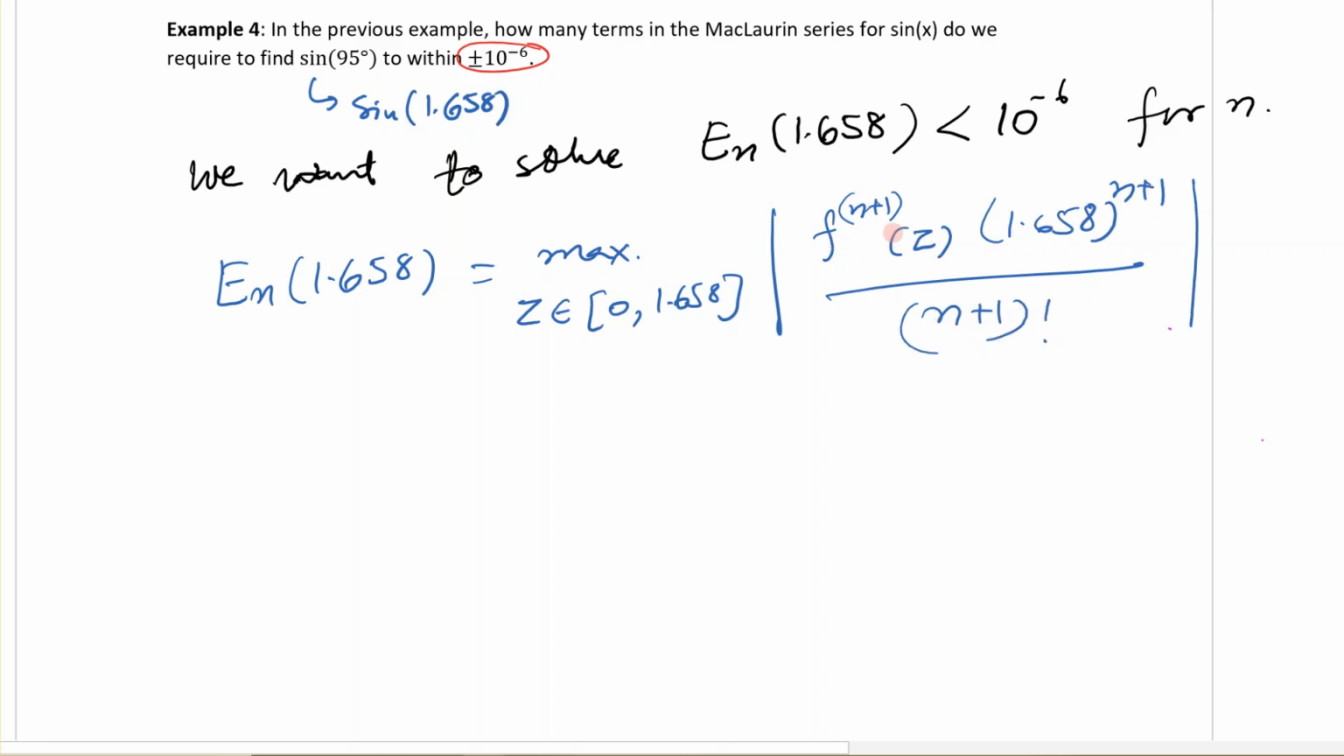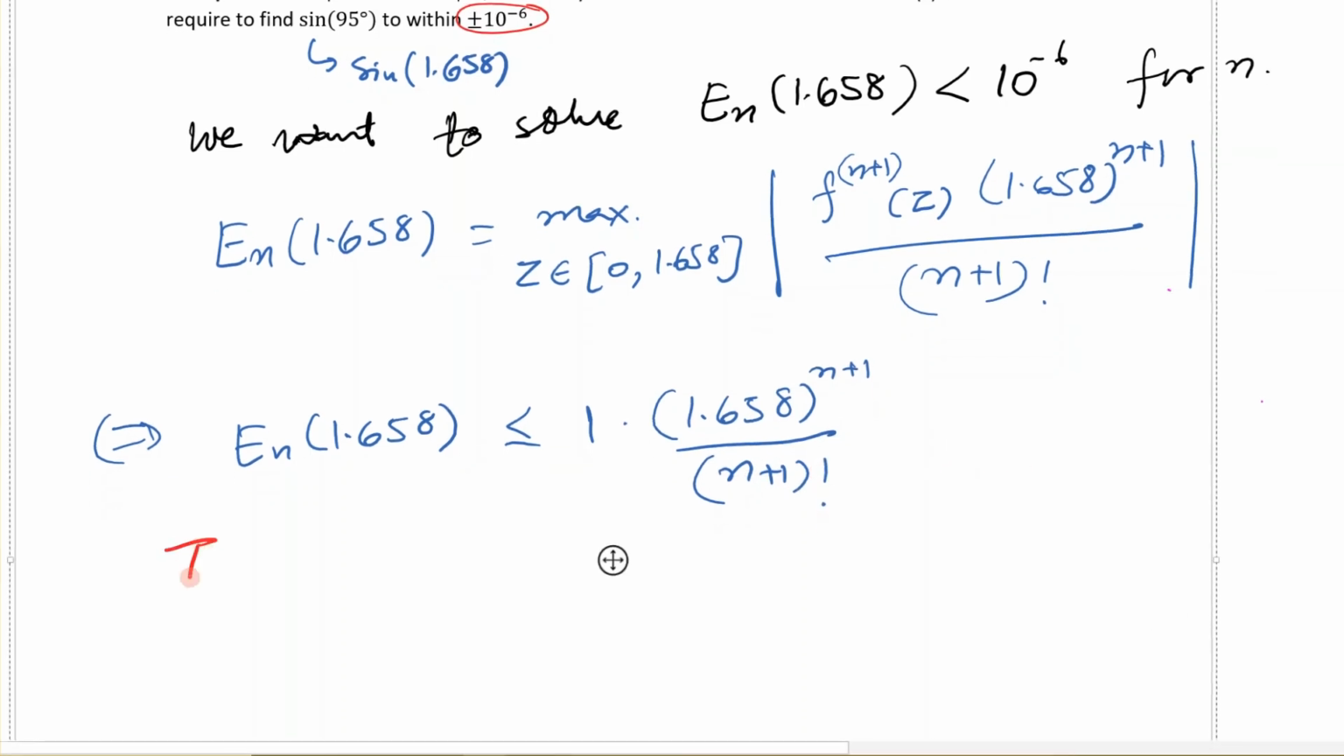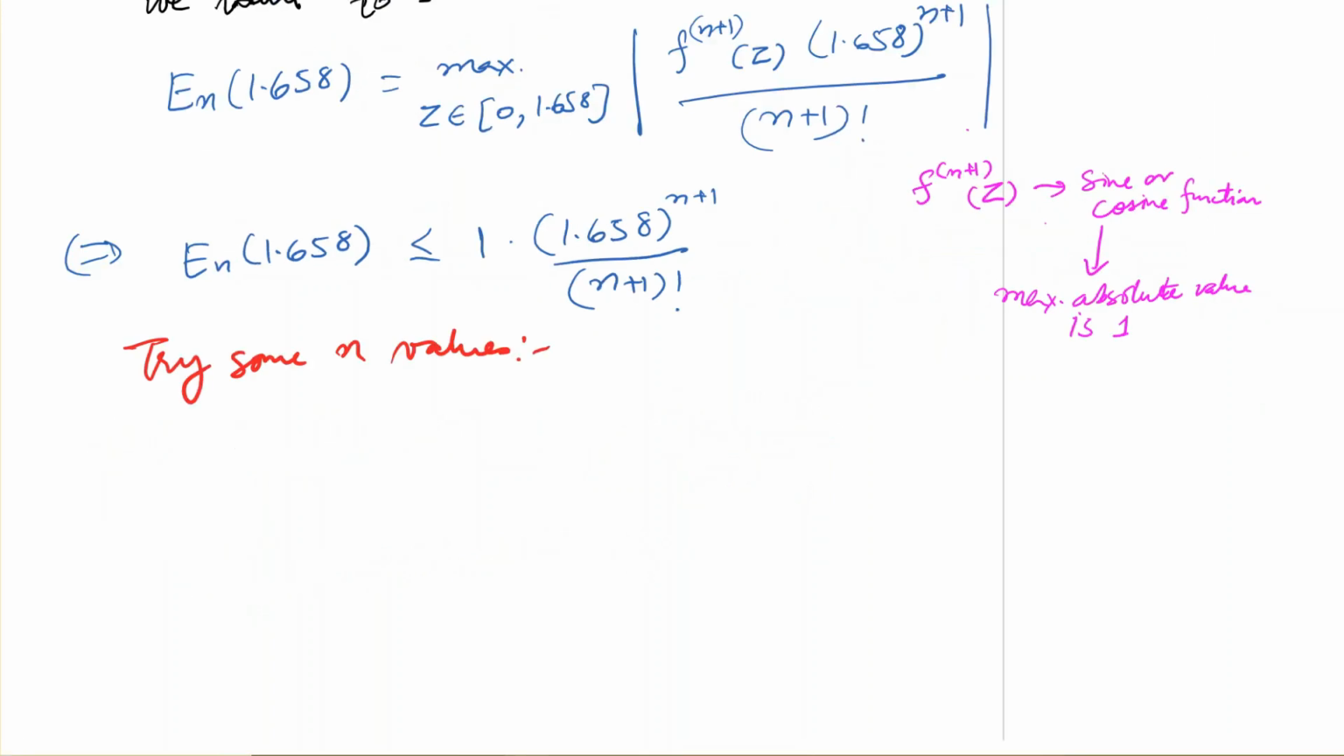And we know that the nth derivative is going to be either sine or cosine, and the maximum value of that is 1. So in the next step, I just write E n at 1.658, which should be less than or equal to 1.658 raised to power n plus 1 over n plus 1 factorial. And we're going to solve this for n. So let's try some n values. In the previous example, we already tried up to E6, and we got a big error. So let's try some bigger values for n.